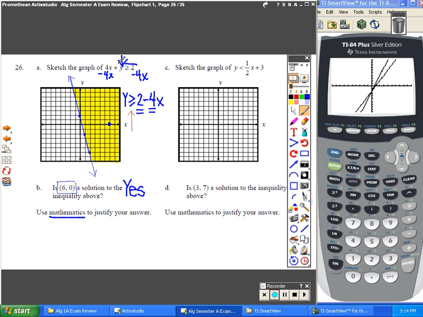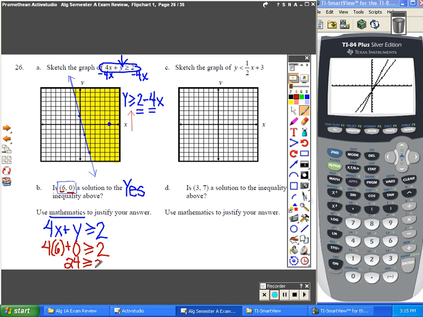So this is what I need you to do. Go back to your original equation and bring that down here. 4x plus y is greater than or equal to 2. And what I want you to do is take their number, their 6 and their 0, and plug it into this blue equation. 6 is your x value, so that goes here. 0 is your y value, so that goes here. And I want you to see if this statement is true. 4 times 6 is 24, plus 0 is 24.